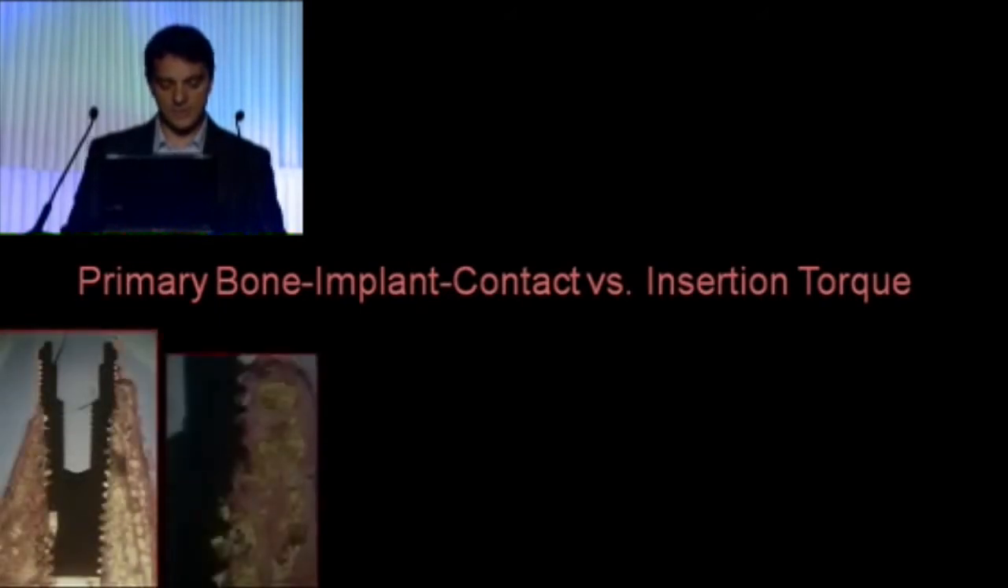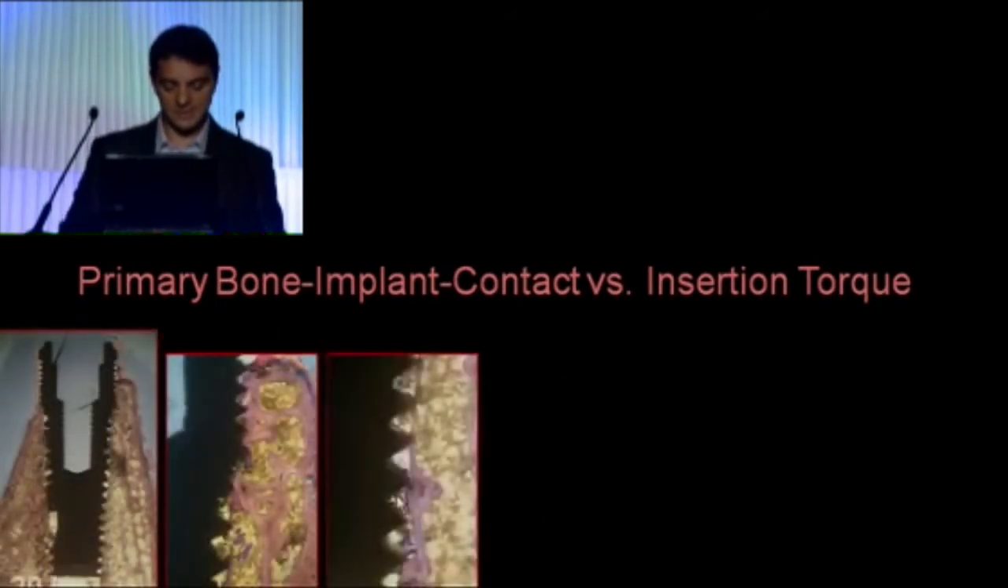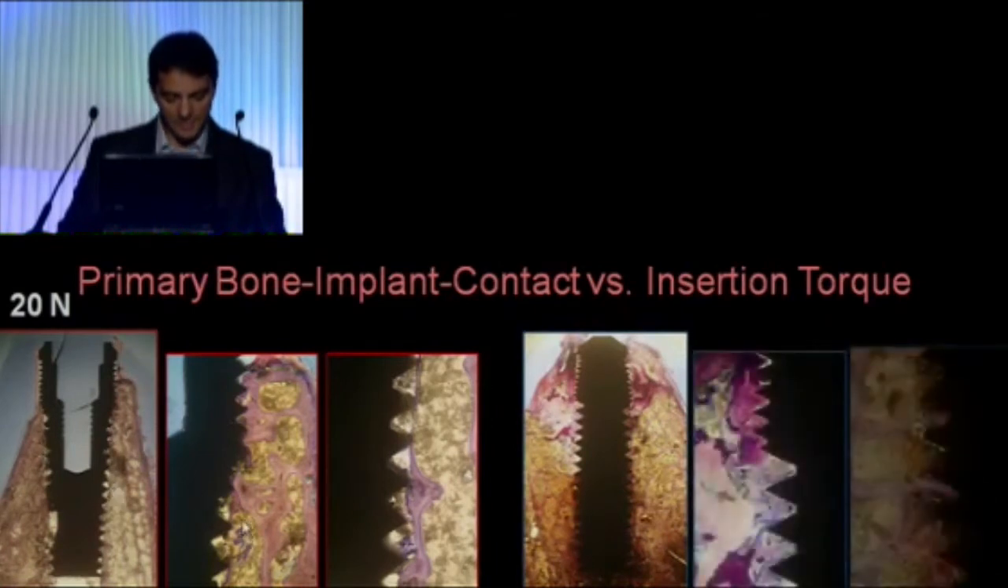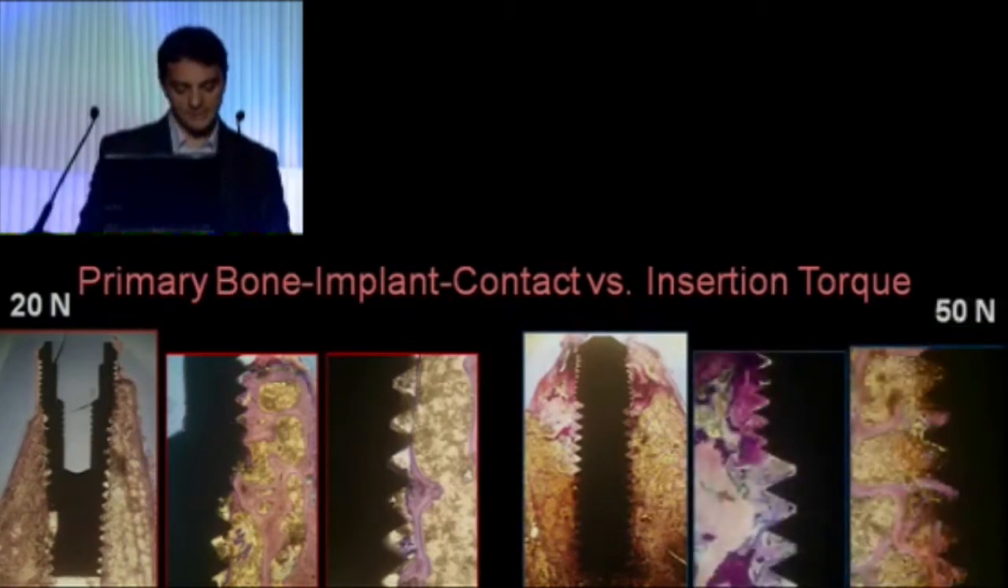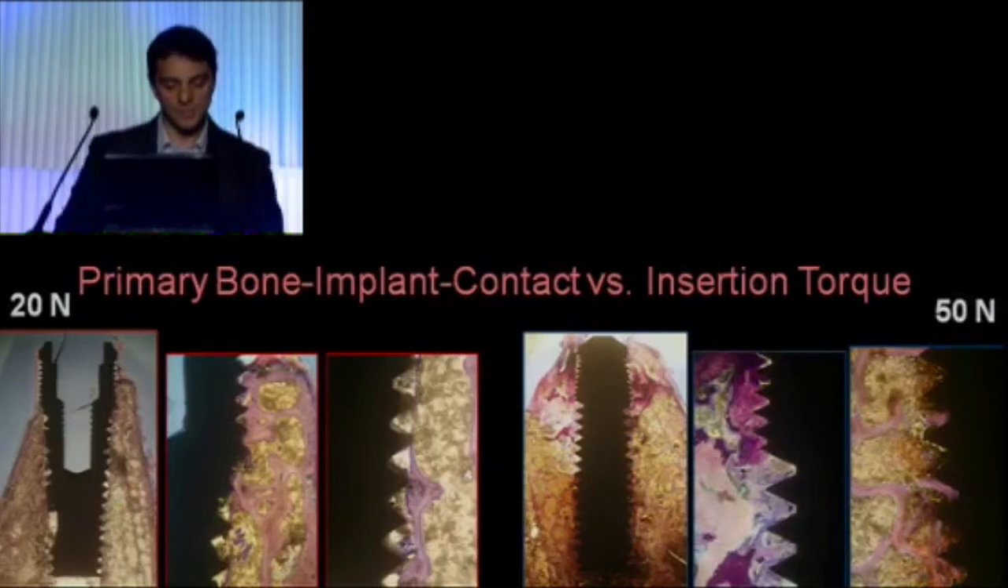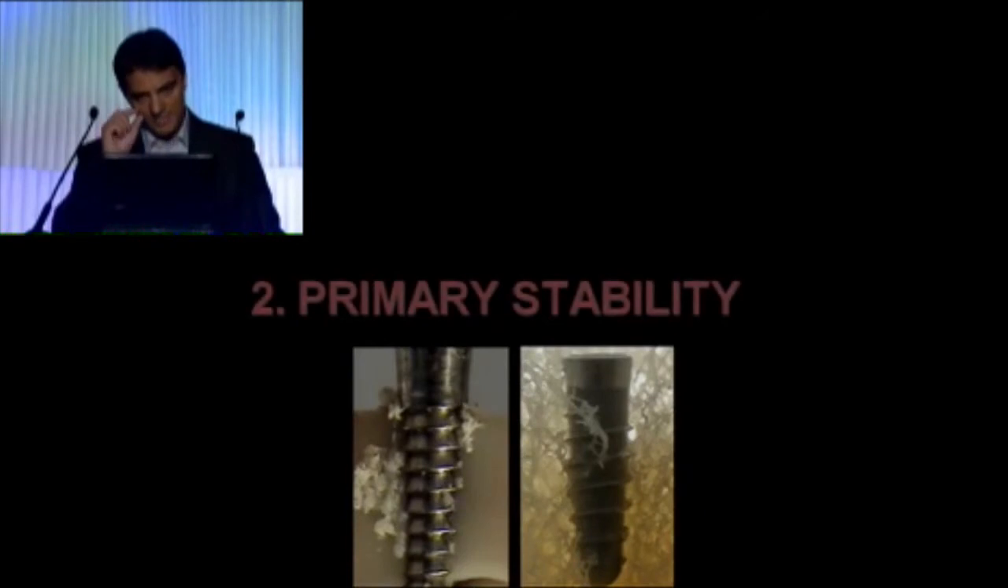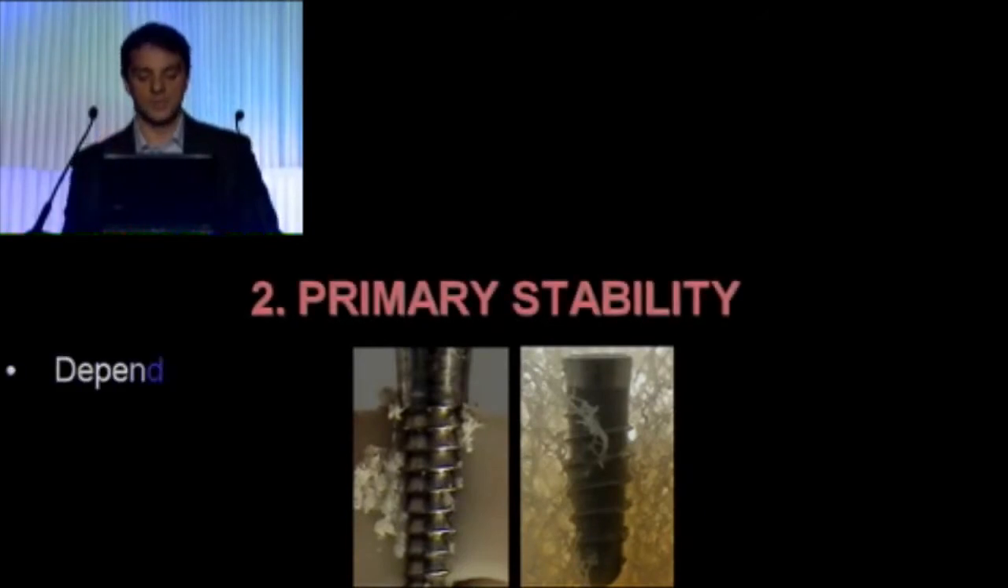And here you can see just a few representative selections of how placing a 20 Newton insertion torque implant can achieve just very few spots, points with the bone, which is here, here, and here, you can see. On the other side, when you use 50 Newton, you can see quite a good primary adaptation, and the bone is also able to go inside the thread. So it makes a difference. Not only the insertion torque, but also the shape, the threads, the design, the geometry.